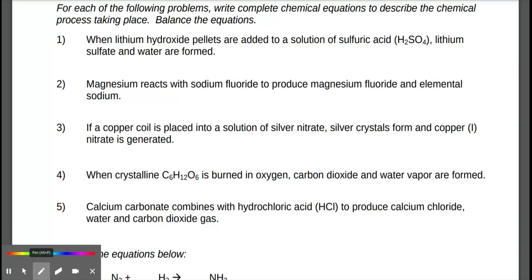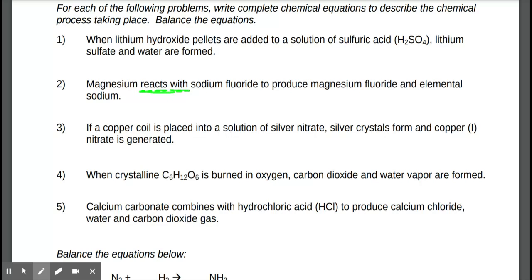So let's take a look here at number two. Magnesium reacts with sodium fluoride to produce magnesium fluoride and elemental sodium. So magnesium reacts with. Another one here, reacts with. I'll underline it. Our magnesium is reacting with sodium fluoride in order to make this magnesium fluoride and elemental sodium.